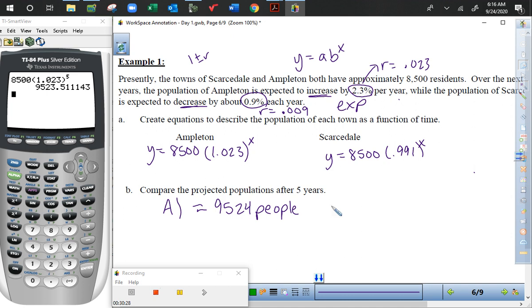Over here, Scarsdale. Type in the same equation, but our base is different here. It's just the 0.991. Okay, so I'm going to change that. And this is about 8,124 people.